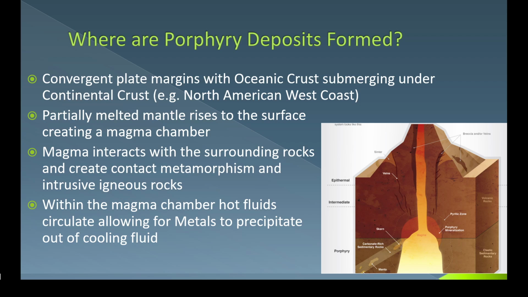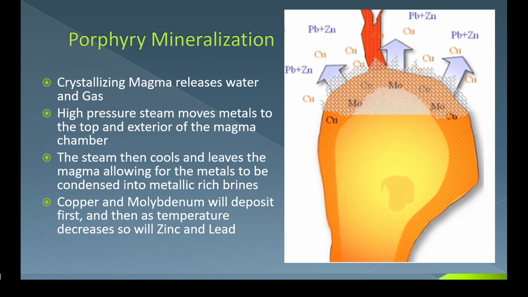When the magma interacts with the surrounding rock, it creates contact metamorphism in different intrusive igneous rocks. This contact metamorphism is the area around where the mineral and ore deposits form. Within the magma chamber, hot fluids percolate along inside the magma as well as around it, which allows for different metals and brines to be picked up and precipitated out of the cooling fluid. So this is how the porphyry mineralization occurs.